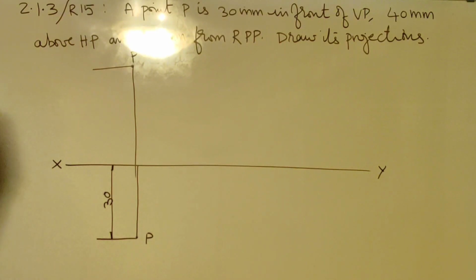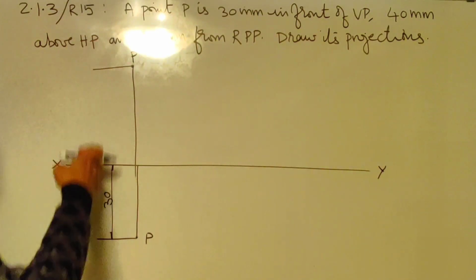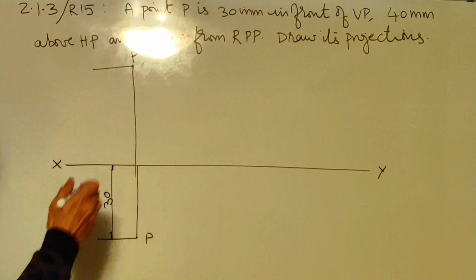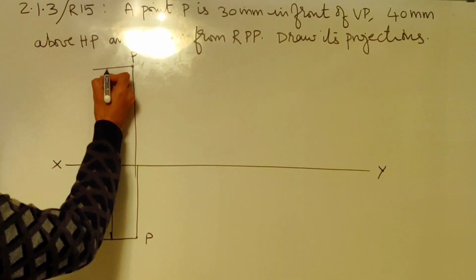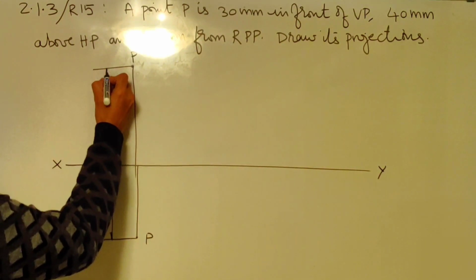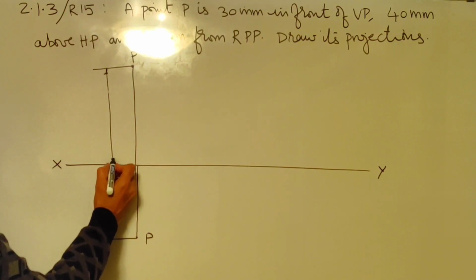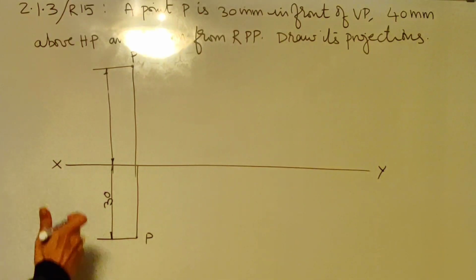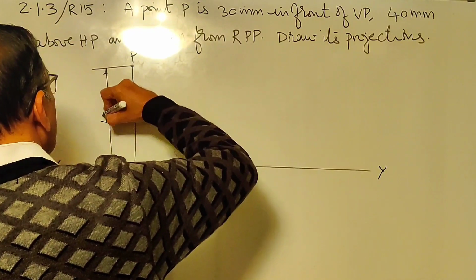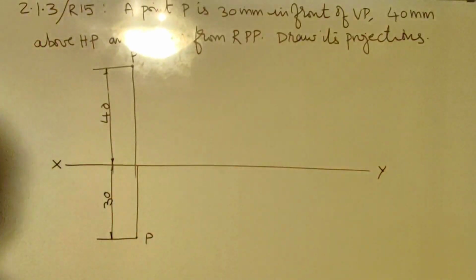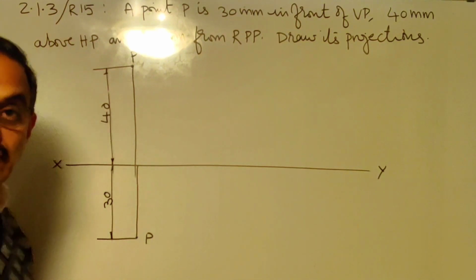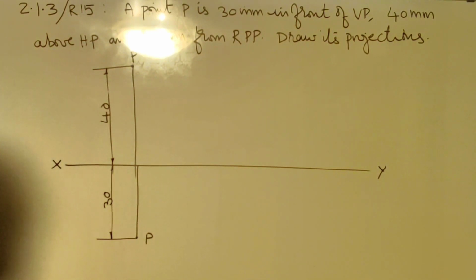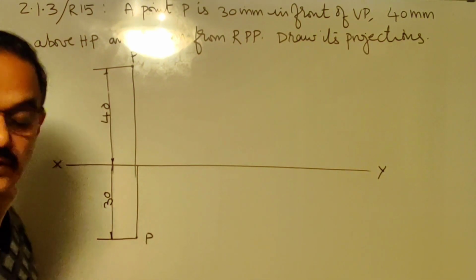It's always better to draw the dimension lines along the same line. Okay, that gives a better look. Instead of drawing them as two different lines, instead of offsetting them, it's better you continue in the same line. Gives a better look. 40 mm above HP, 30 mm in front of VP. This much you can do with the knowledge that you have gained so far. Now let us see how to draw the profile view.